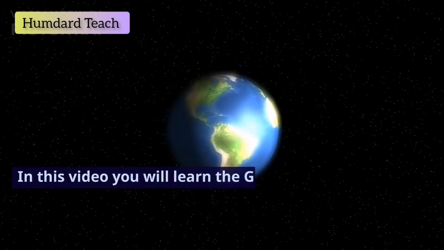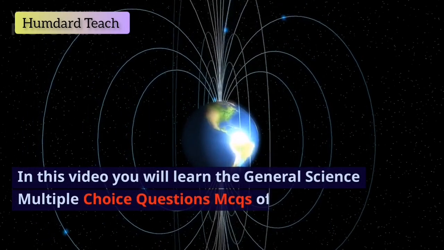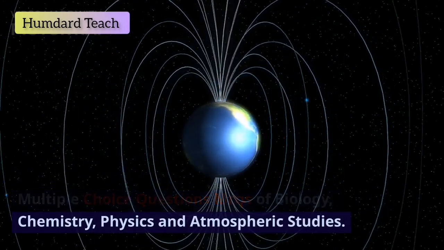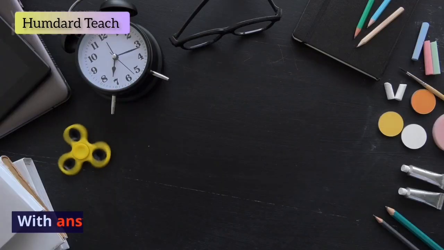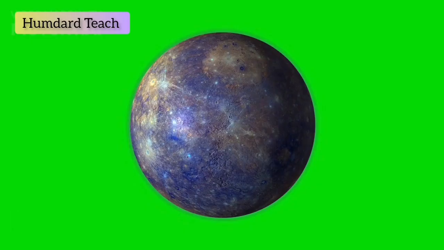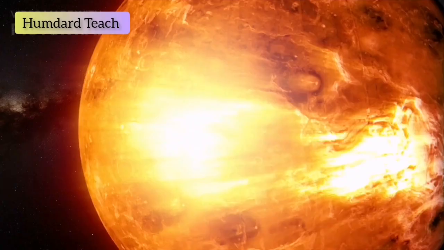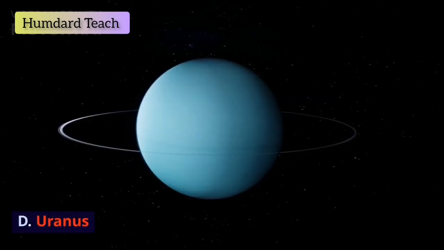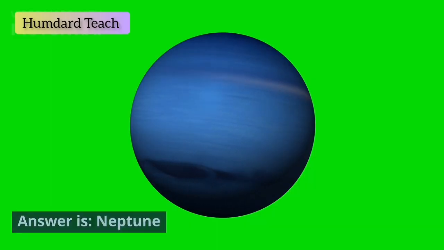In this video you will learn the general science multiple choice questions (MCQs) of biology, chemistry, physics and atmospheric studies, with answers. Which is the outermost planet in the solar system? A. Mercury. B. Pluto. C. Neptune. D. Uranus. Answer is Neptune.